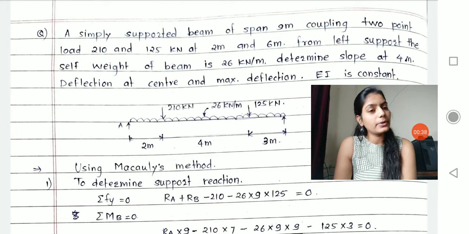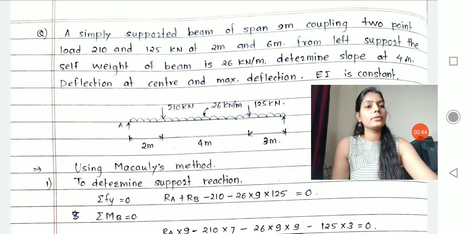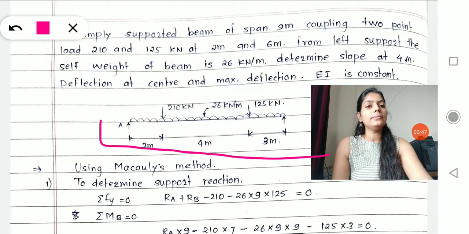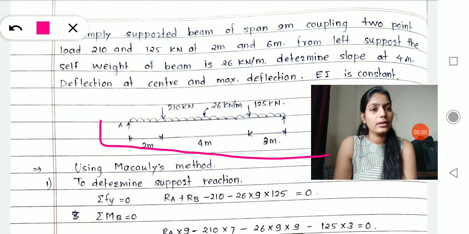It is again a simply supported beam, but you can see in the diagram in the background that the beam is experiencing an applied uniformly distributed load. Across the span of the beam we have applied a uniformly distributed load, right? As well as a 210 kilonewton concentrated load and a 125 kilonewton concentrated load acting at a distance of 2 meters and 3 meters from supports A and B respectively. So this is the description of our beam.